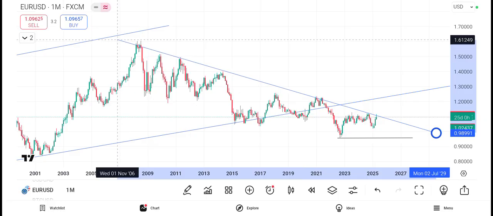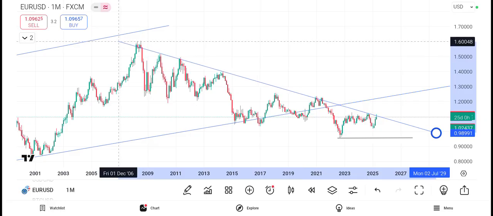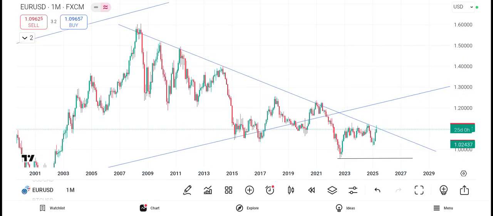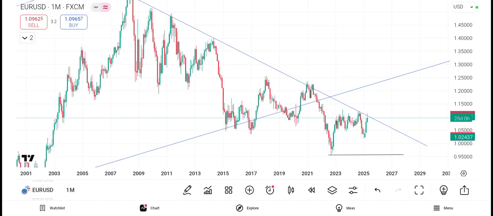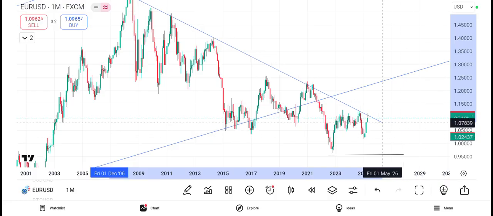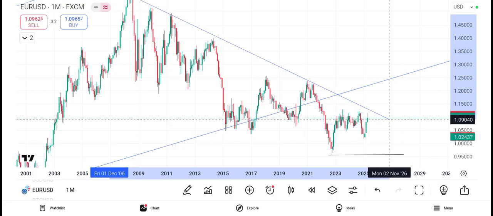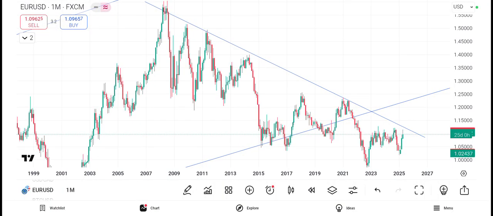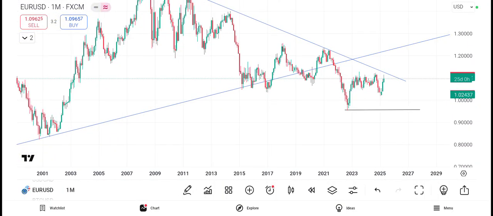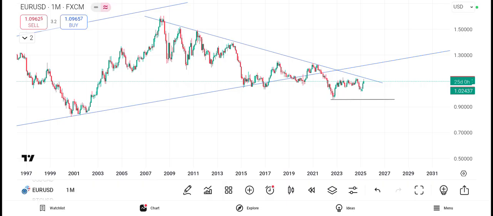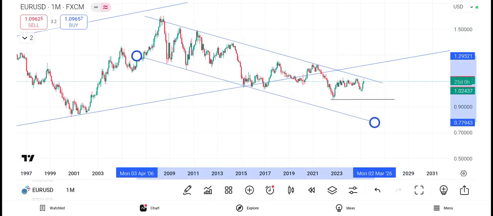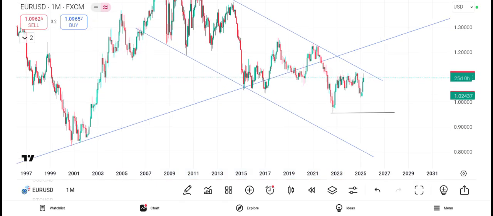We could still decide to draw something like this, the perfect trend line. I'm going to draw it like this. Touches. We could see, perfect. Normally I don't do these things, but I just want to do it for the sake of this video.